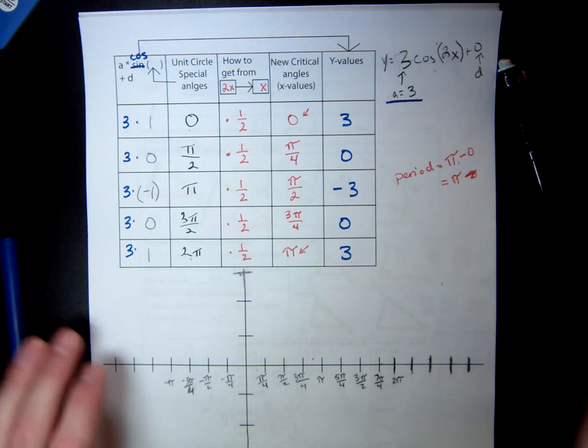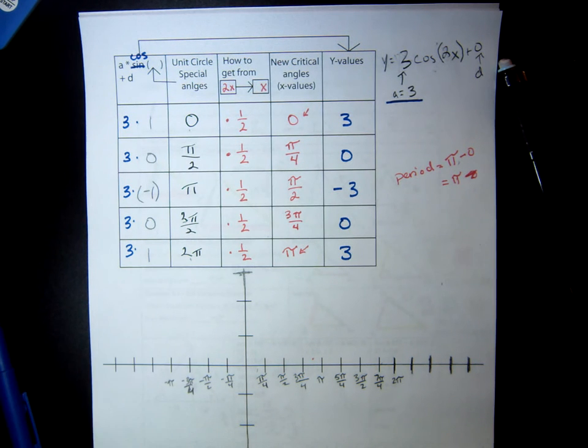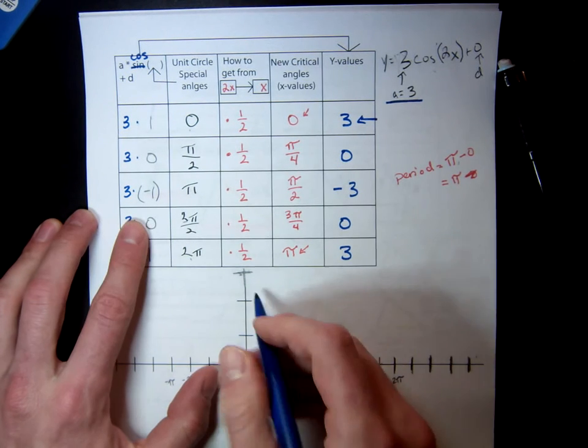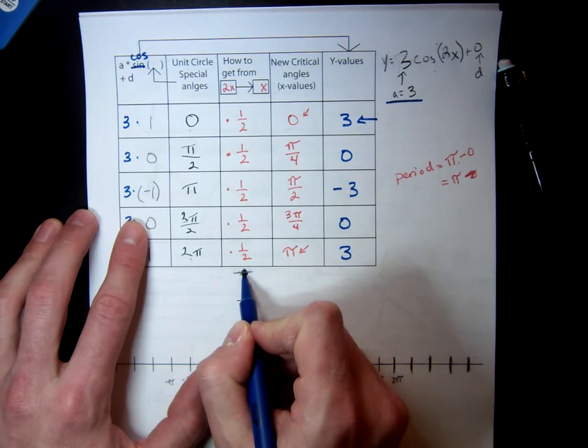Now we're going to go over to our graph and fill everything in. So now we have our points. We just start with the first one, 0, 3. And then we're going to go all the way up to 3 here.